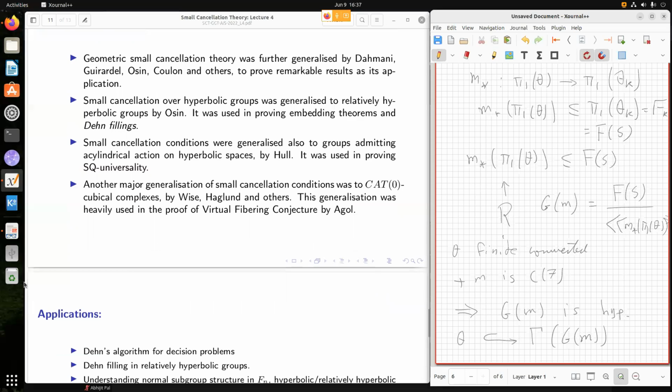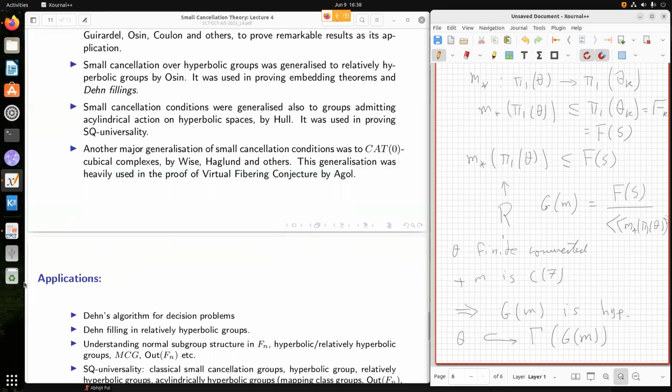That's another direction. And later, small cancellation theory was extended to groups admitting something called an acylindrical action on hyperbolic spaces. So this is also an interesting class of groups, which includes hyperbolic groups, relatively hyperbolic groups, and other groups like mapping class groups and Out(Fn), and such interesting groups this class includes. And small cancellation was proven in this setting also by Michael Hull, who was a student of Osin, and by showing small cancellation, it proves SQ universality, that is, having many quotients.